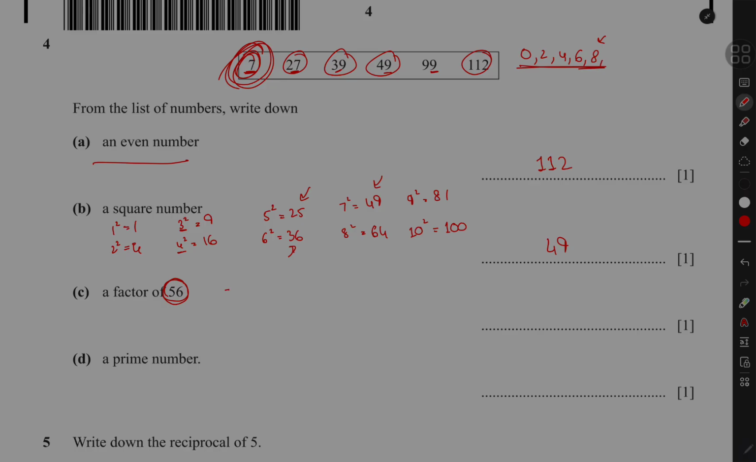Okay, so 7 times 1 is 7, 7 times 2 is 14, 7 times 3 is 21, 7 times 4 is 28, 7 times 5 is 35, 7 times 6 is 42, 7 times 7 is 49, 7 times 8 is 56, 7 times 9 is 63, and 7 times 10 is 70. But does 56 appear? Yes. So 7 is our answer.